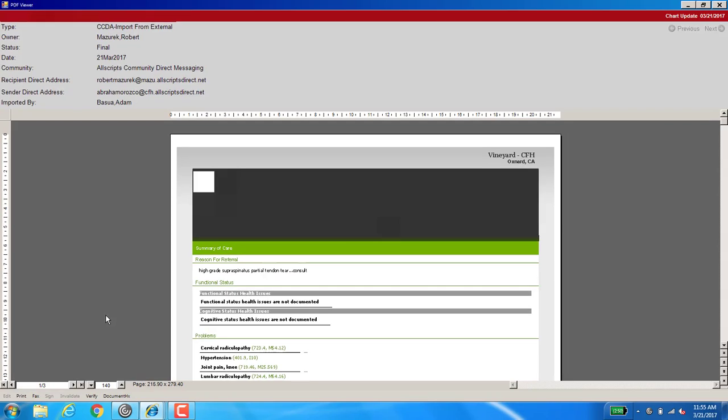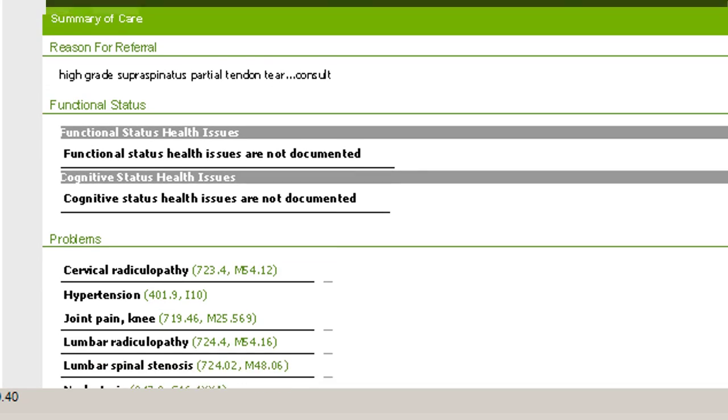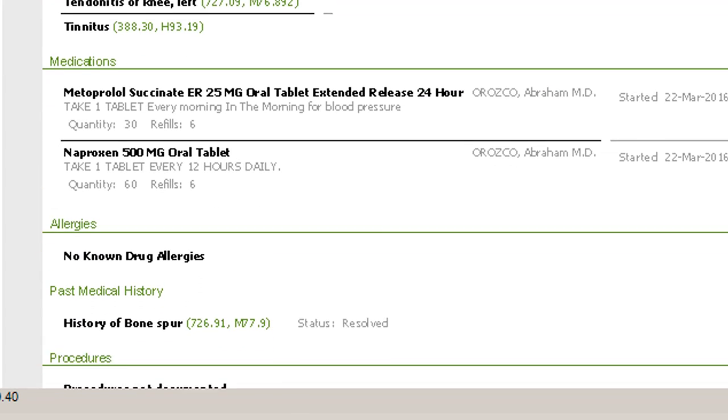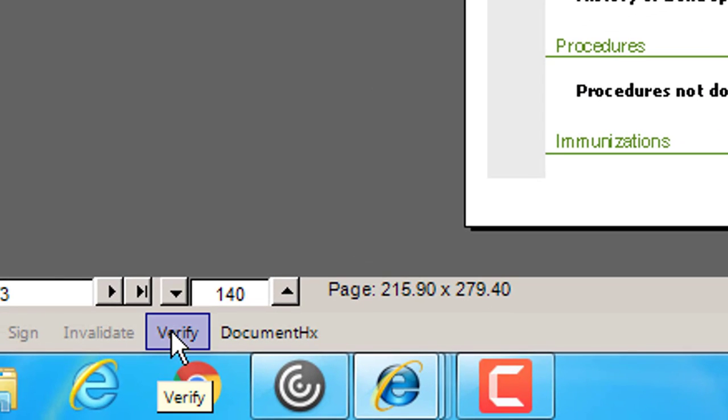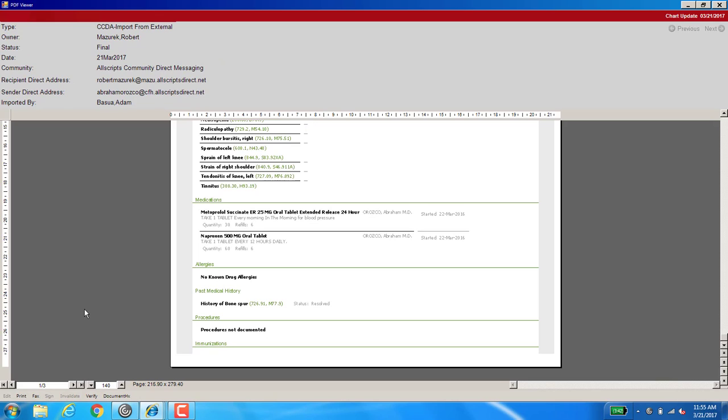You go to it and this is what it looks like. So here's the reason for the consultation. Then the provider who is going to be seeing this patient can scroll through the document, look at it, and then verify it, and they're done. It's important to verify the document because if you don't, it will continue to appear in the overdue task bucket.